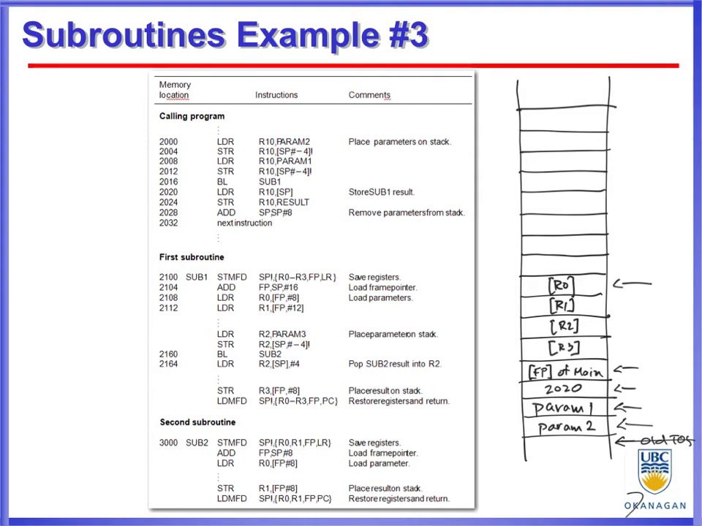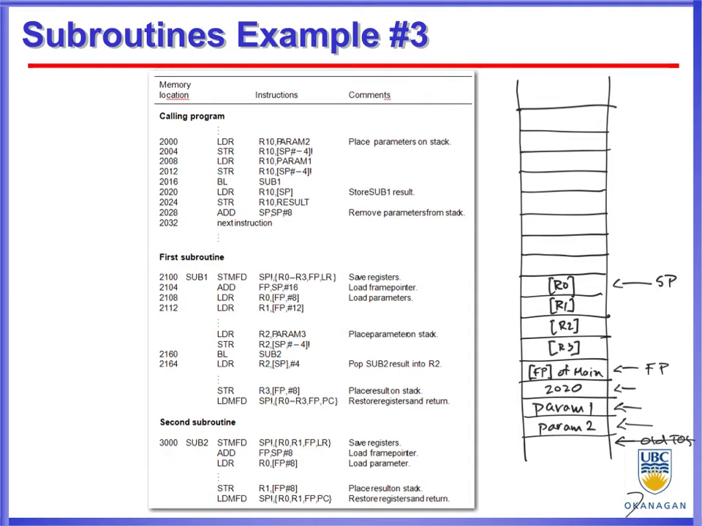Okay, now we can go to address 2104, where we're going to add 16 to what's in the stack pointer. The stack pointer currently holds the address of this location. We're going to add 16 to that address. 1, 2, 3, 4, which is the address of, that gives us the address of this memory location. Okay. Sorry, we're up here. And we're going to put that address into the frame pointer. So now our frame pointer, which is R12, is going to point here to this memory location.